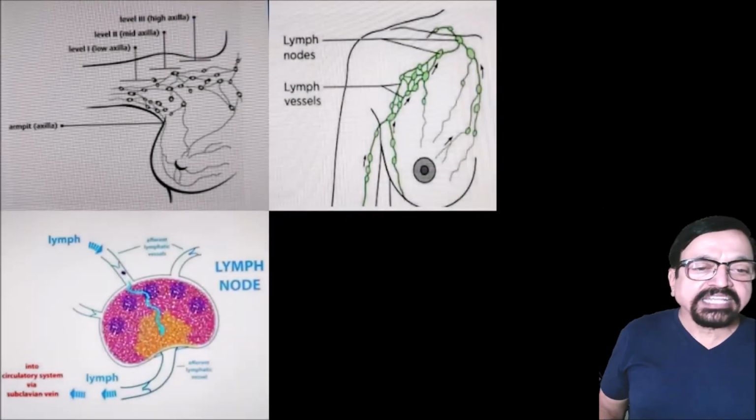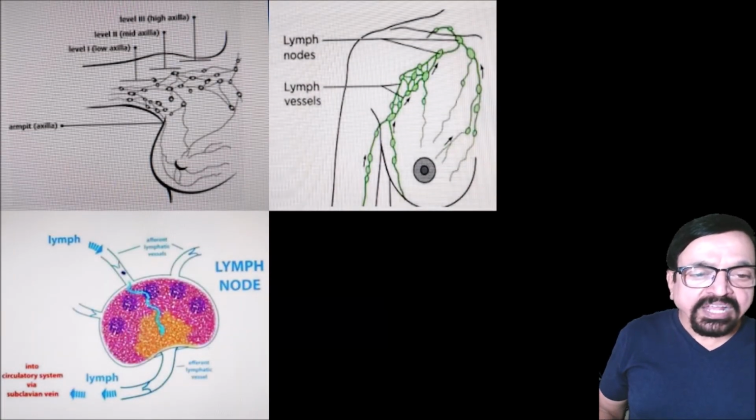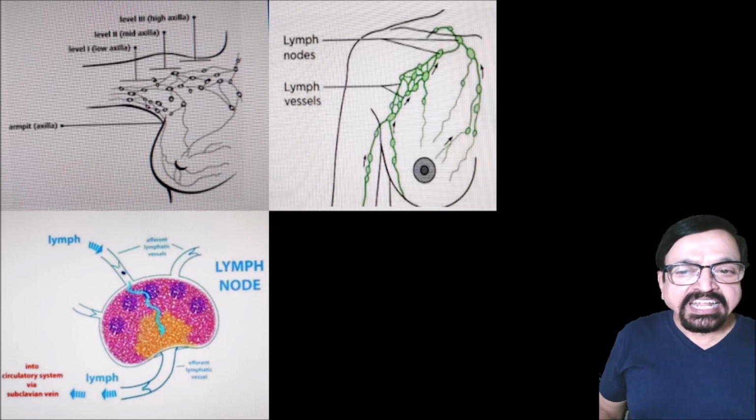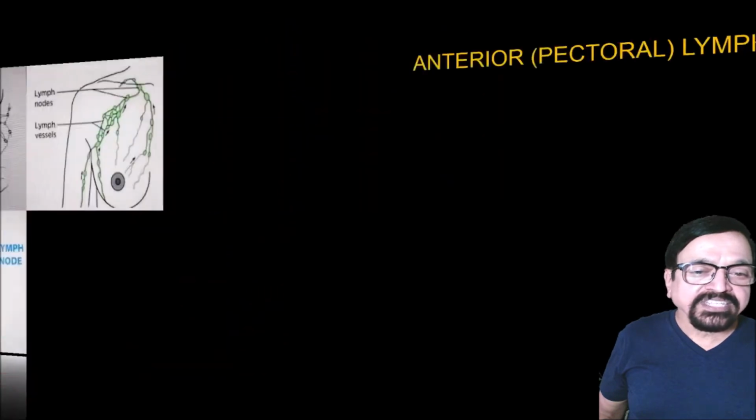Now these are the groups. Following is a lymph node. It shows you how it functions, how it receives, how it relieves. Now you can see the group of lymph nodes, diagrammatically representing the groups which we had discussed just now.